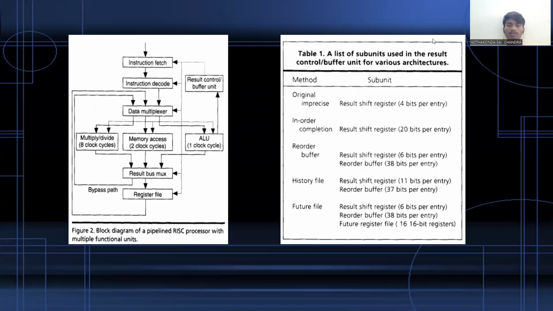This Table 1 is a list of subunits used in the result control buffer units for various architectures. Method: original, imprecise, subunit, result shift register, 4 bits per entry. In-order completion, result shift register, 20 bits per entry. So these are the bitwise entries for the different methods, or on different files, which were discussed in the previous slides.